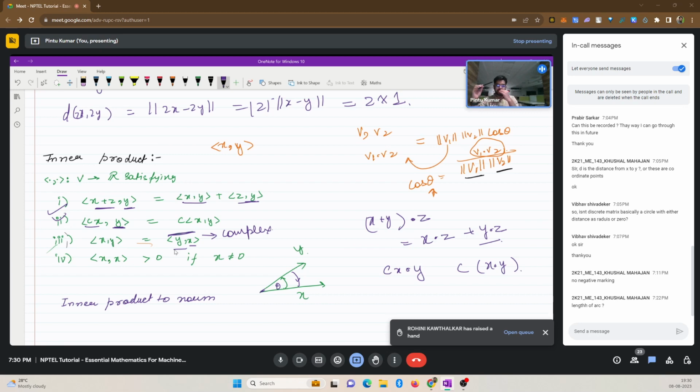And the last property is again intuitive: if you take the dot product of the same vector with itself, it should be greater than or equal to 0, and strictly greater than 0 as long as x is not equal to 0. If you take any non-zero x and its dot product with itself, it gives you the length of that vector, that is the norm of x, so that should be greater than 0 if x is not 0.